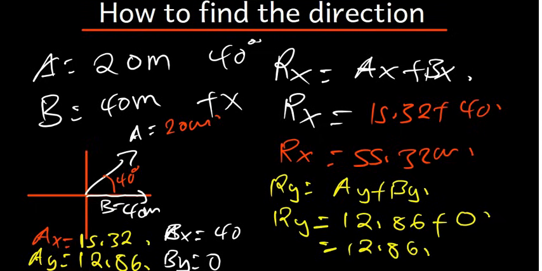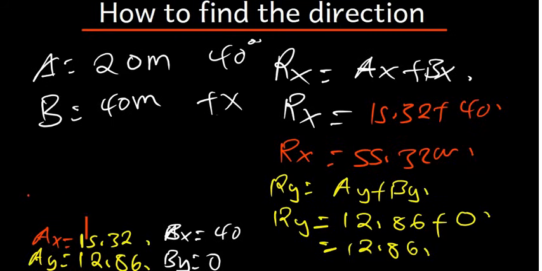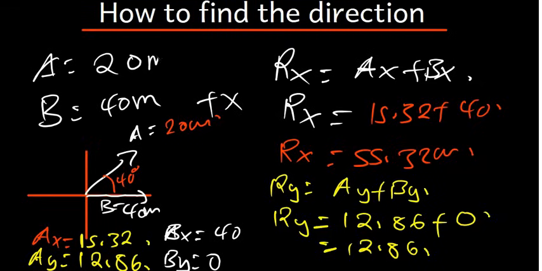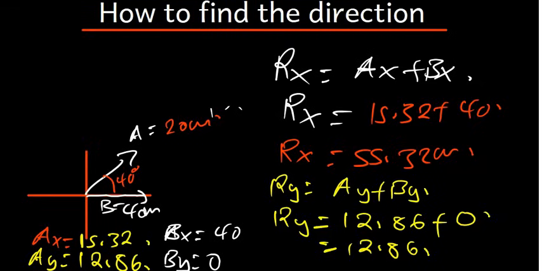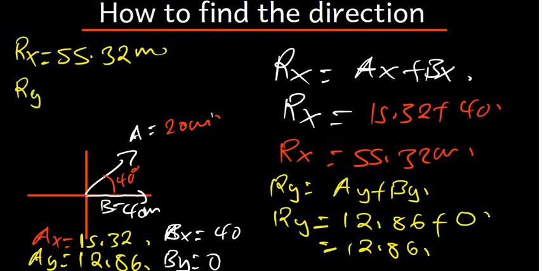Okay, so that is our one. We can just get rid of this now. We want to find the resultant, remember. So let's just put the Rx. We know that Rx is 55.32 meters. Again, we have found the Ry as 12.86. Now we want to find the resultant.